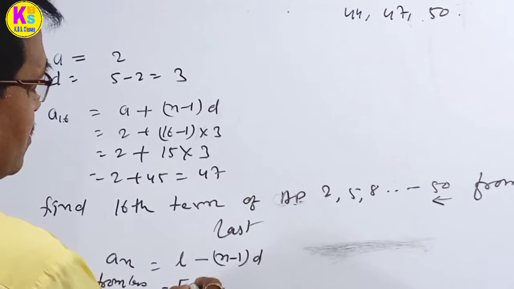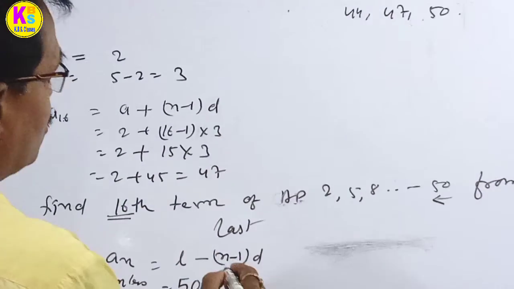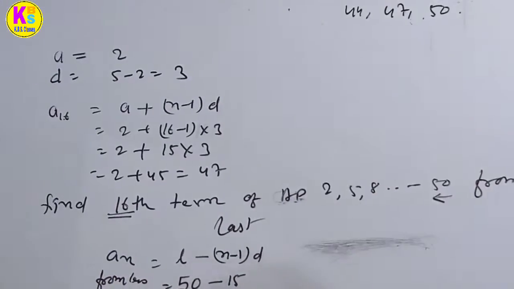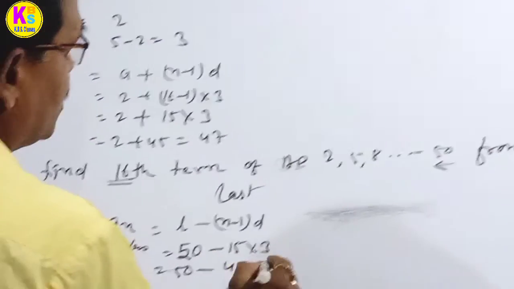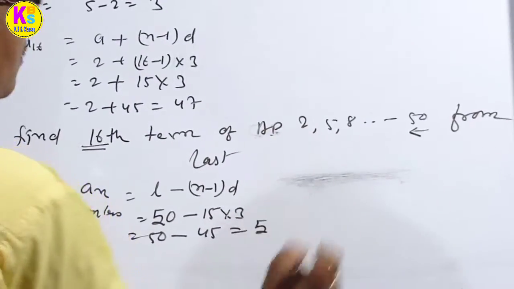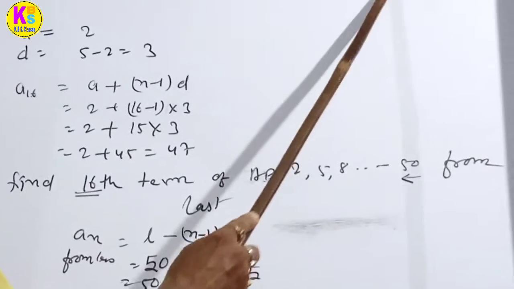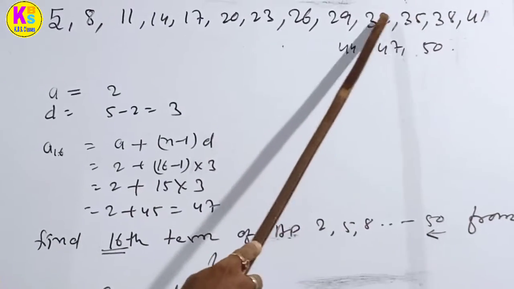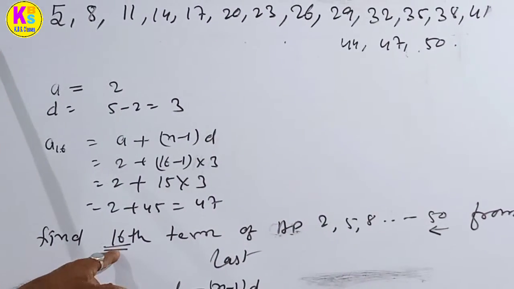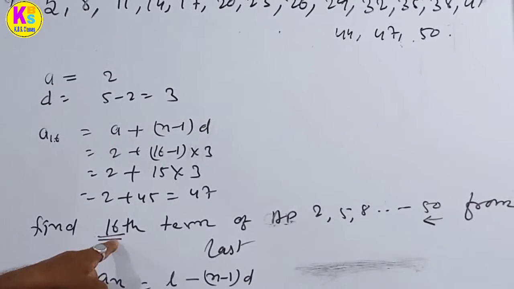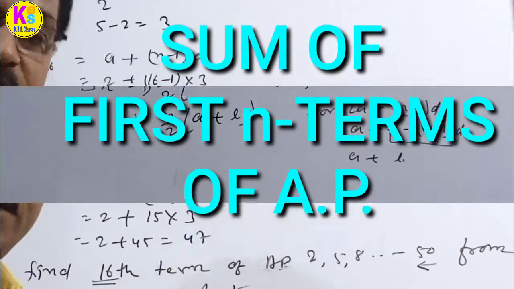Therefore you have to write 50 minus N, and you are taking 16 terms. So 16 minus 1 is 15, I am writing it directly, and D means 3. Therefore 50 minus 45 is equal to 5. So count here, which one is the 16th term from here? 1, 2, 3, 4, 5, 6, 7, 8, 9, 10, 11, 12, 13, 14, 15, 16. So the 16th term you have got is 5. So this is clear.